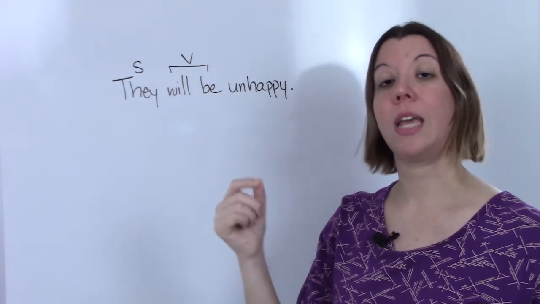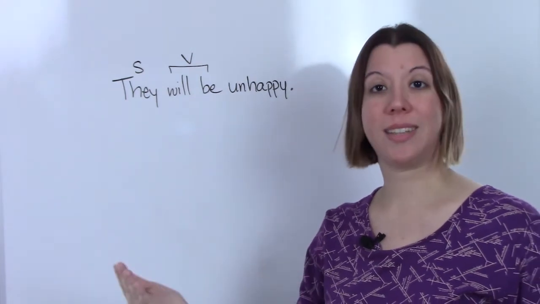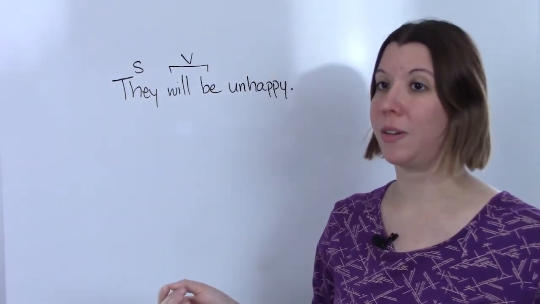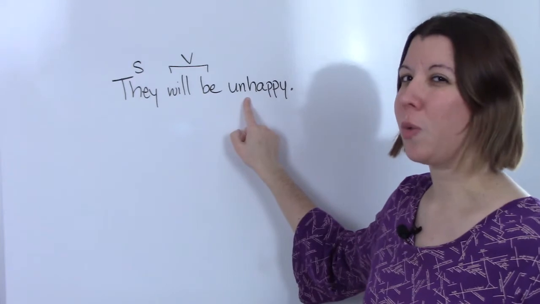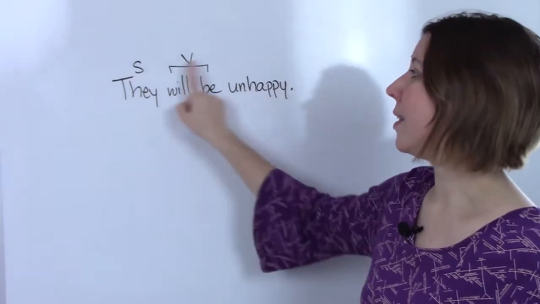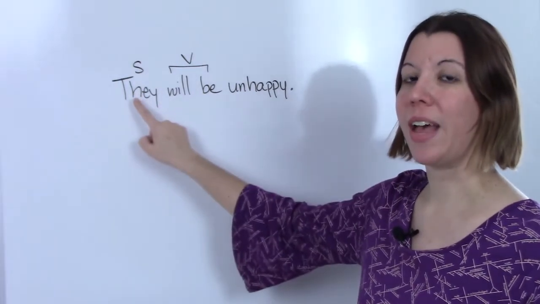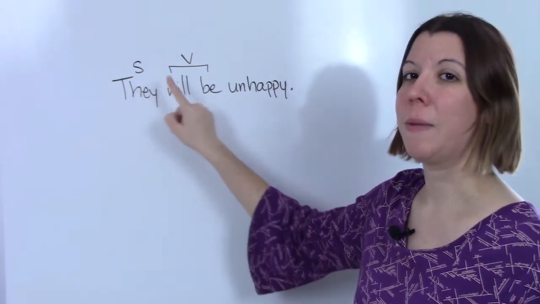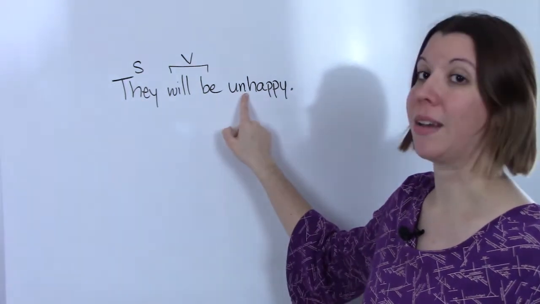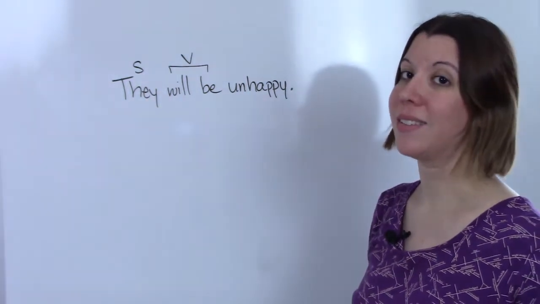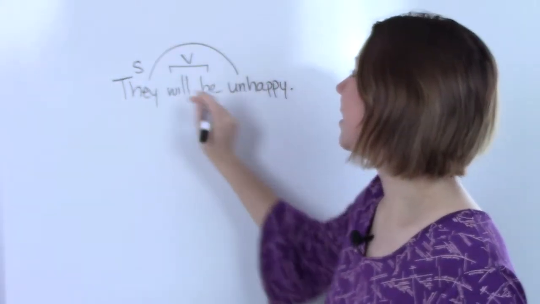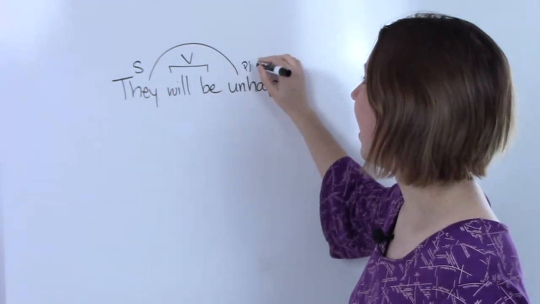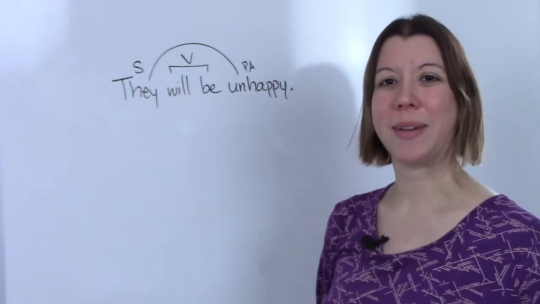But remember, it could still be an attributive adjective just at the end of the sentence, so I have to do a quick check to make sure it's not an attributive adjective. If it's predicate, which I'm suspecting it is, it will connect to, modify the subject. Unhappy connects to they because they might be unhappy. Unhappy subject. Because this adjective connects back to the subject, I label it PA. And now I'm ready to diagram.